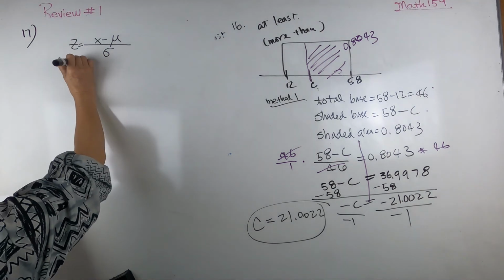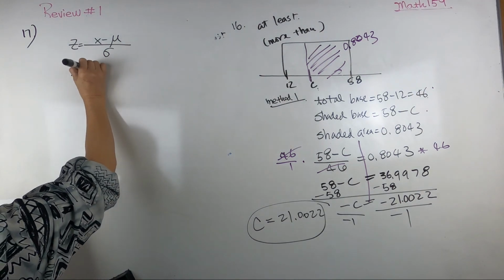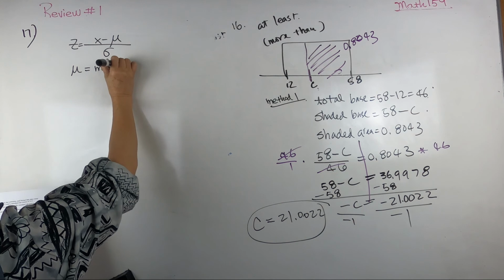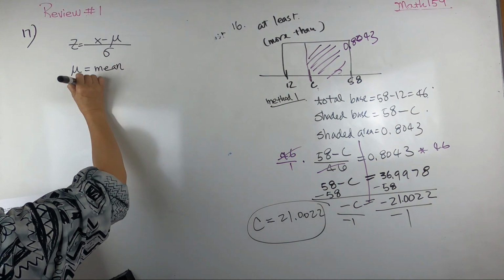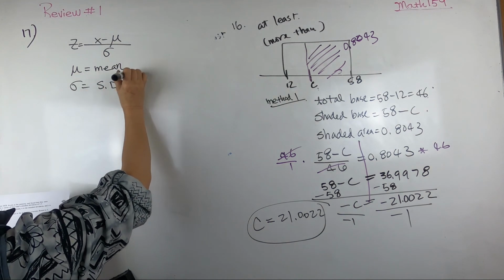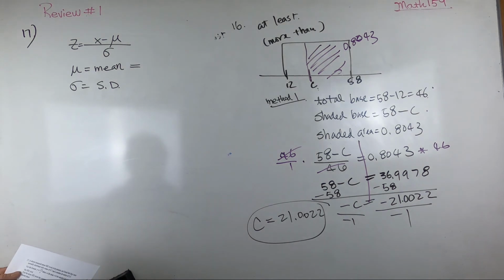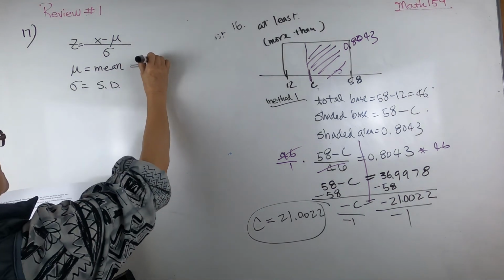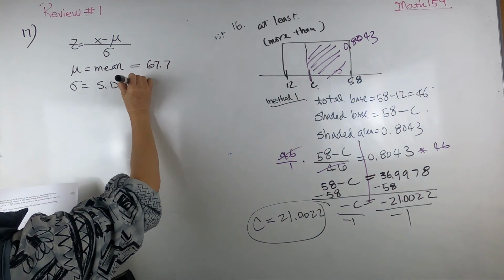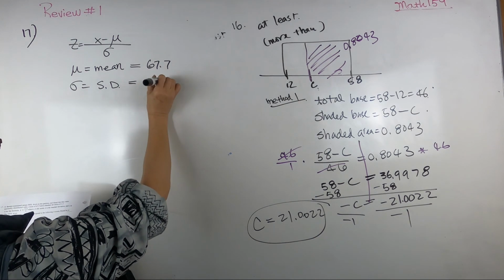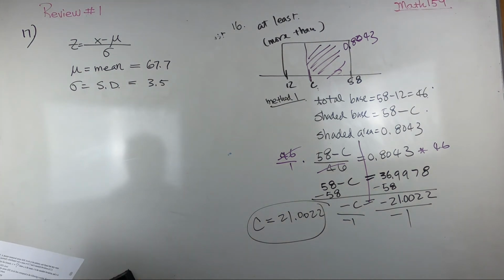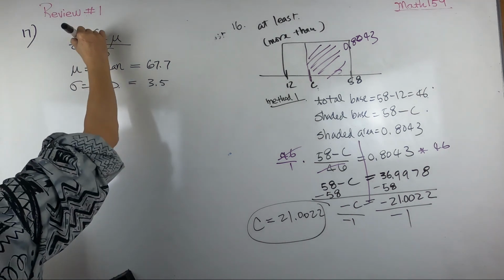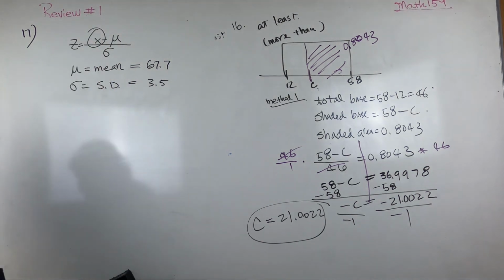It says Z is a Z-score. Mu is the mean, right? Population mean. Sigma is the standard deviation. So it says the mean is what? Mean 67.7, right? Standard deviation is 3.5. That's your number. Then X is the variable you are working with.